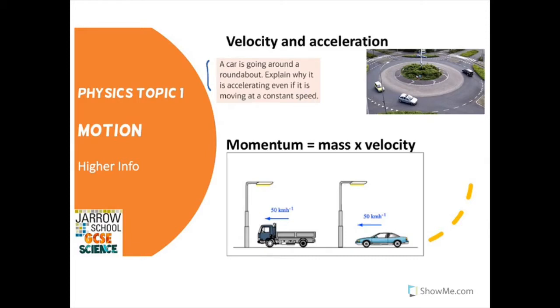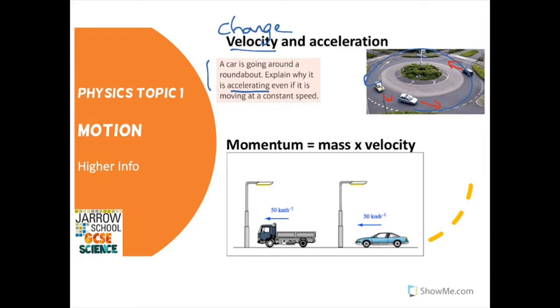So the first thing we need to remember is the definition of acceleration. Acceleration is a change in velocity. So if something's velocity is changing, it can still go at the same speed, but if its direction's changing, its velocity is going to change. Because these cars are going in slightly different directions as they move around the roundabout, their velocity is going to change.